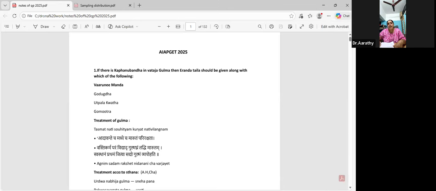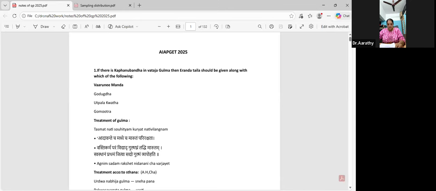As far as Gulma is concerned, you will have to be thorough with the types. For that matter, any KC disease, you will have to be very thorough with the types of the disease, the Nidana Panchaka for that matter. And then when it comes to Chikitsa, the Chikitsa Sutra is very important. And specific conditions, when mentioned, are also to be understood and studied very thoroughly.